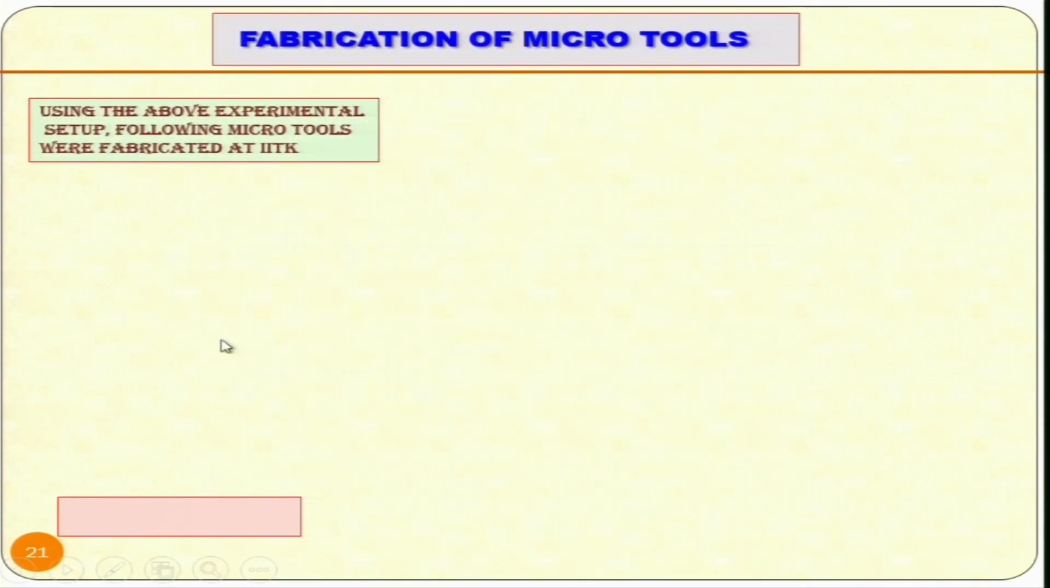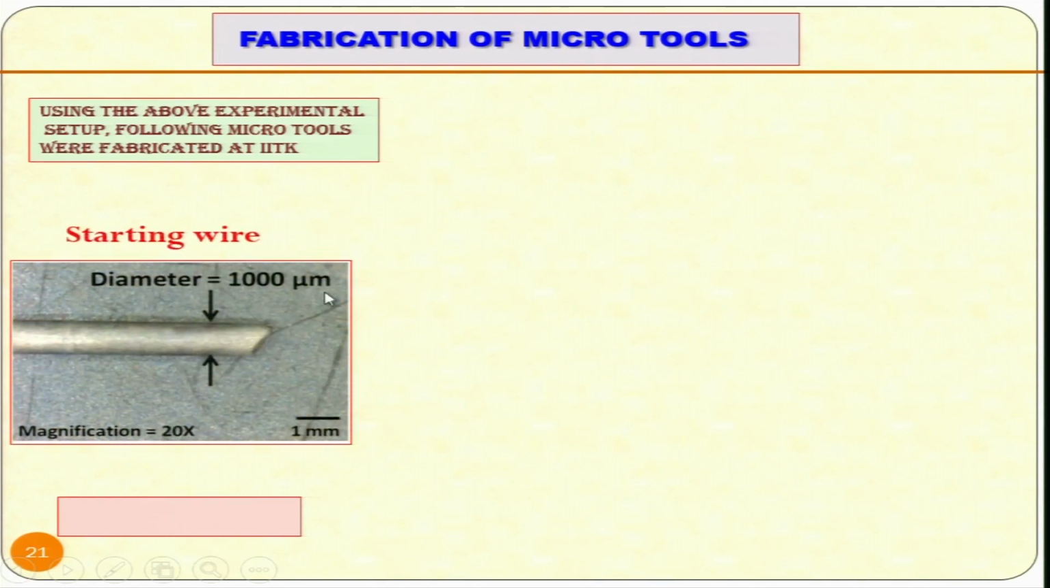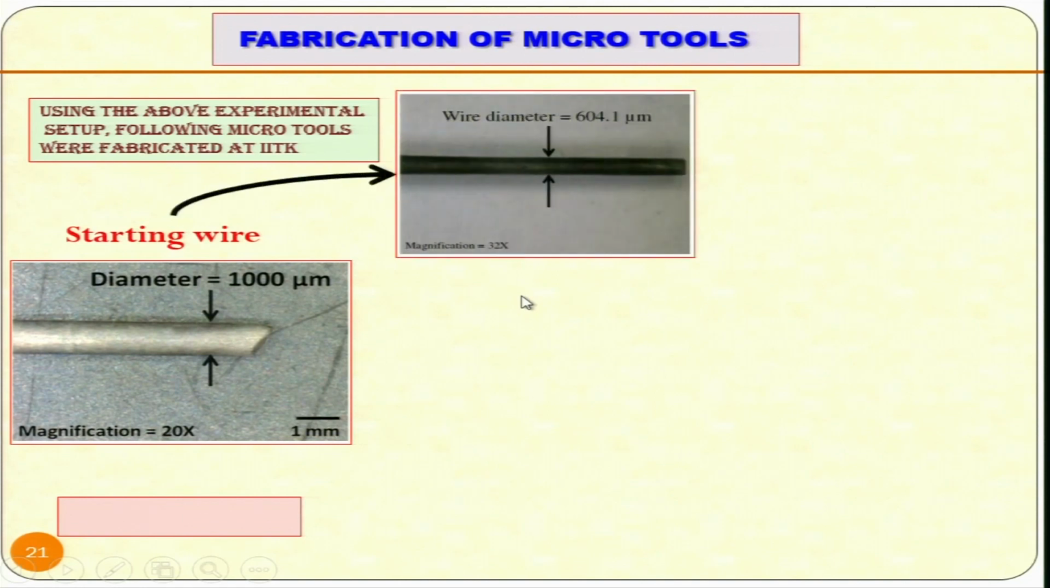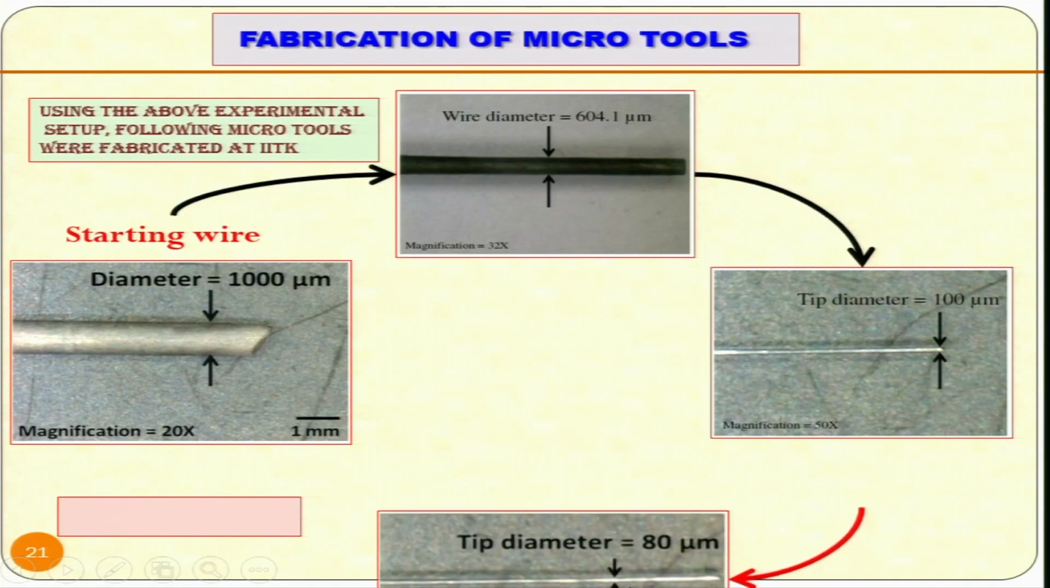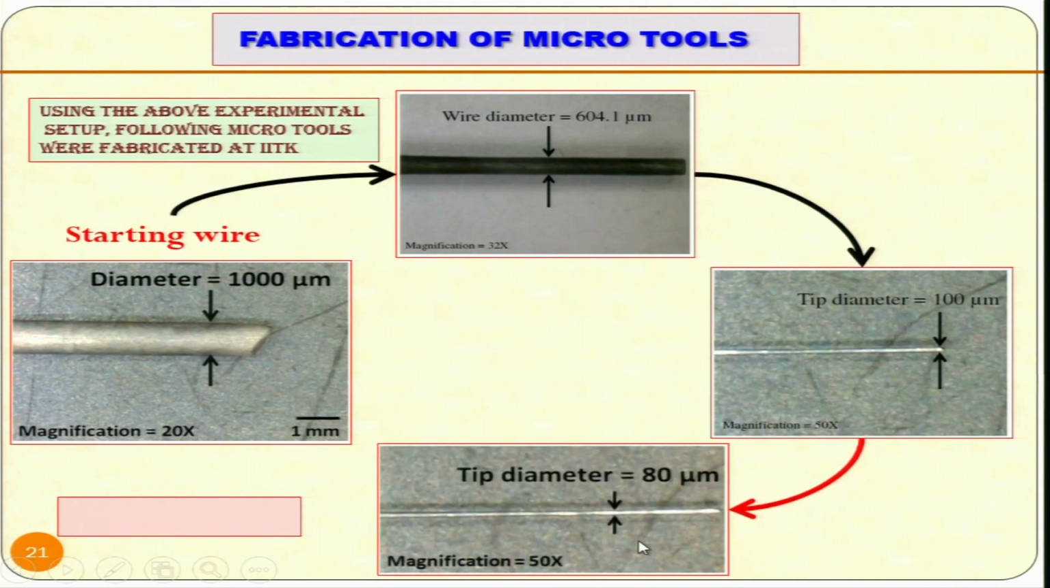Fabrication of micro tools continued. Using the above experimental setup, following micro tools were fabricated at IIT Kanpur. You can see here, this is a 1000 micrometer diameter wire, starting wire, and 604 micrometer wire that its diameter was reduced, and then its diameter came down to 100 micrometer, same from 1000 to 100 micrometer, and finally the tool that was achieved using this process was 80 micrometer diameter tool, and this tool was later on used for electrochemical micromachining processes.